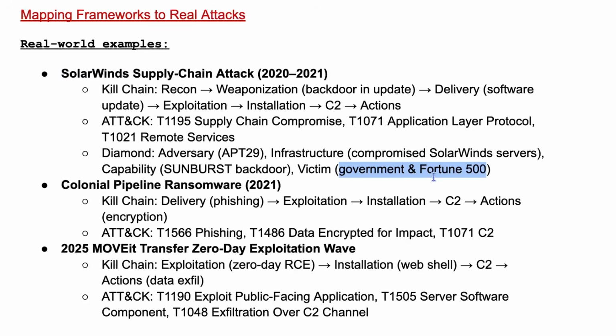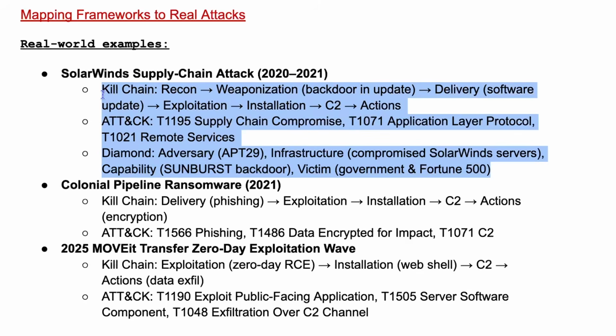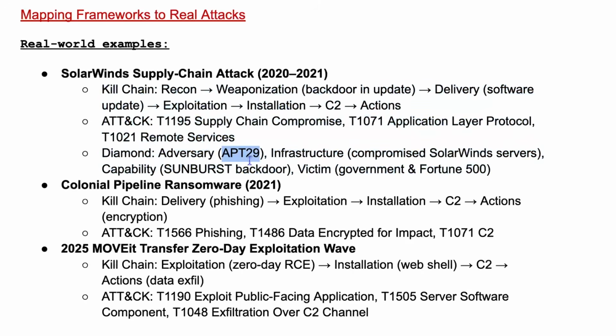So by executing and succeeding at this attack, this APT29 group was able to hack government and Fortune 500 companies. You have to understand the scope of that and how massive of an impact that actually is.